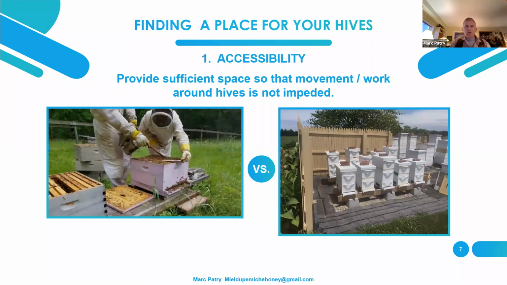You'll also want to provide sufficient space so that movement or work around the hives is not impeded. Both pictures here have interesting things to talk about. On the left, you have a couple of people working around one hive, and this hive is quite easily accessible from 3 or 4 sides. I'm assuming you can walk on this plank if you need to. So these people can easily open it up and remove frames. If they have another box to put somewhere, they can put it nearby. Right behind you see a couple of boxes.